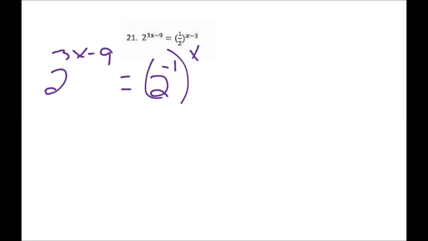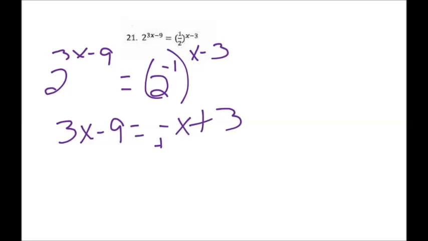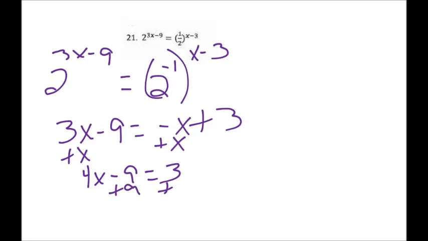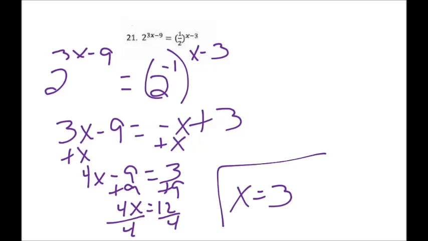You can either put it in the calculator, or 2 to the 3x minus 9 is equal to 2 to the negative 1 to the x minus 3, which means that 3x minus 9 is equal to negative x plus 3. Add your x. 4x minus 9 is equal to 3. Add your 9. 4x is equal to 12. Divide by 4, x is equal to 3. You could also put it in y1 and y2. Just make sure you put parentheses.